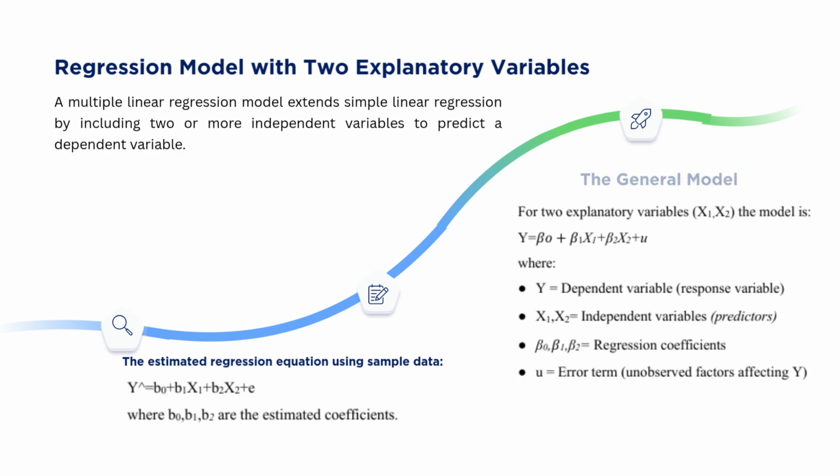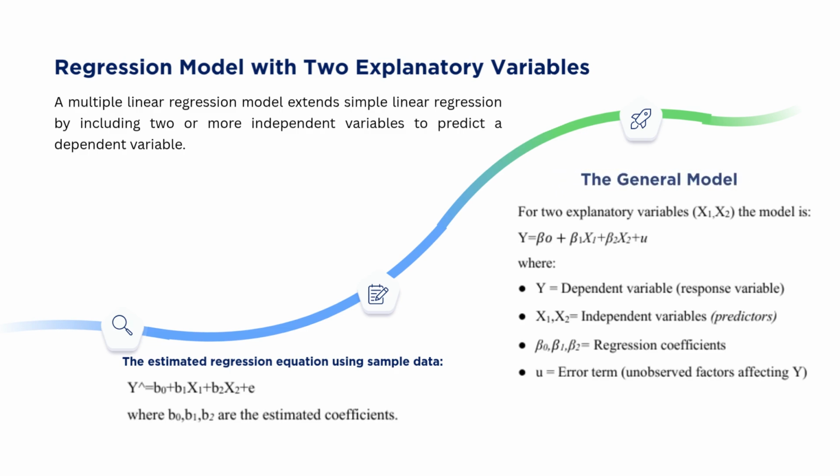In a single linear regression model, the dependent variable depends on one single variable, but in the regression model with two explanatory variables, the dependent variable depends on two or more independent variables. Here is the general model.